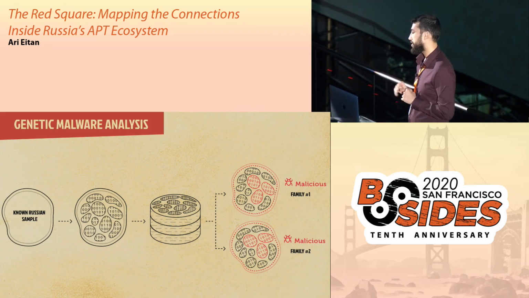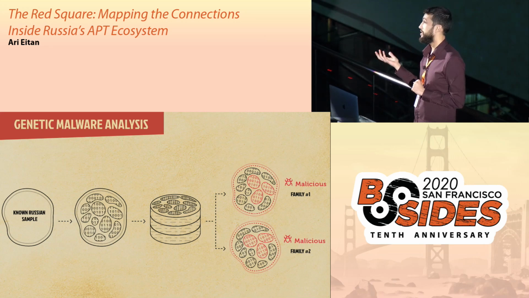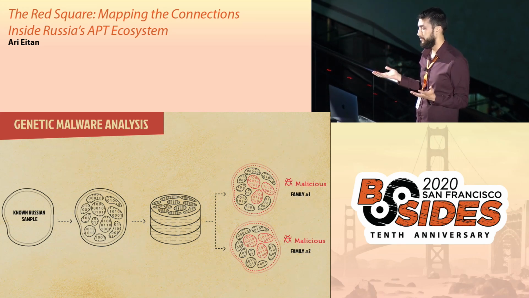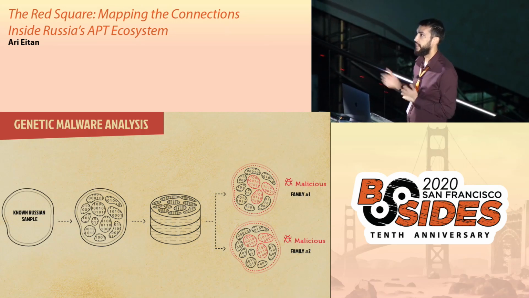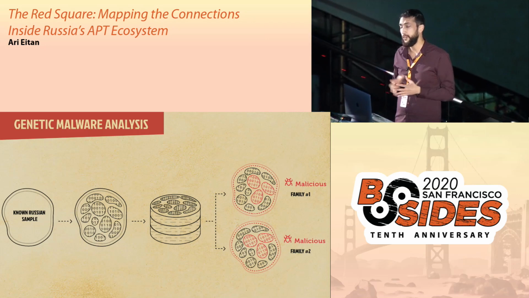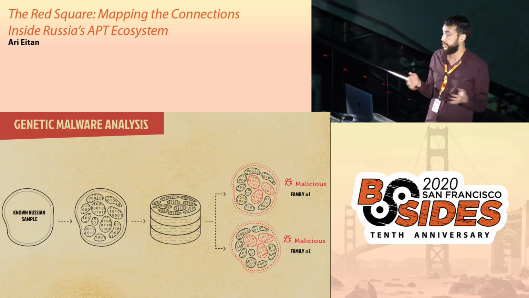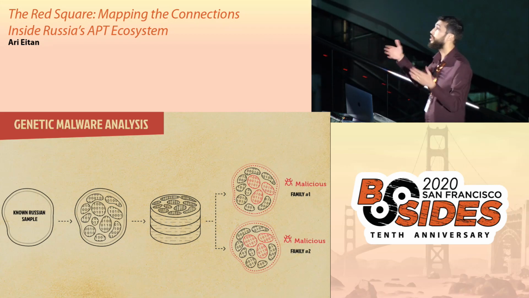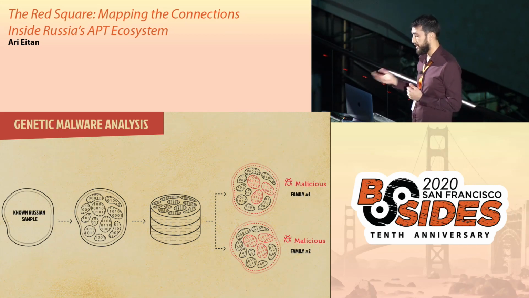But actually, it was a bit more complex than that, because some of the samples were packed, probably in order to stay evasive, so we had to unpack them automatically, statically or dynamically. And the output of this process was a list with pairs of Russian samples that share code with each other. So the next step was to make this list into a graph.